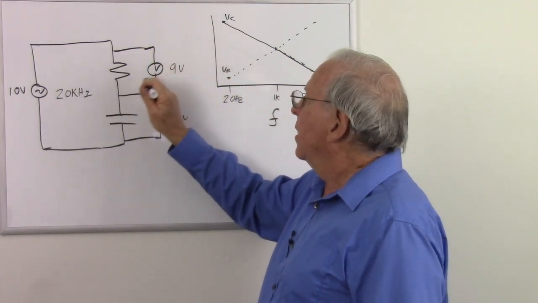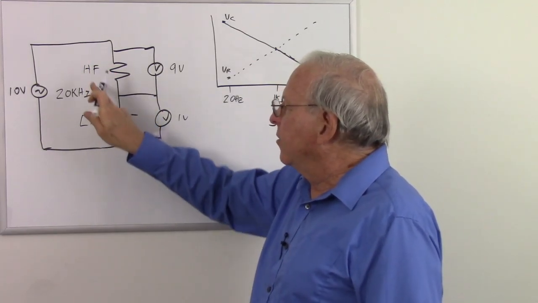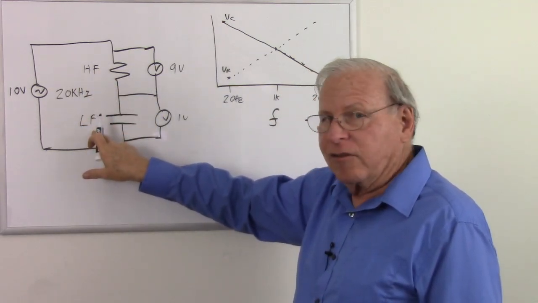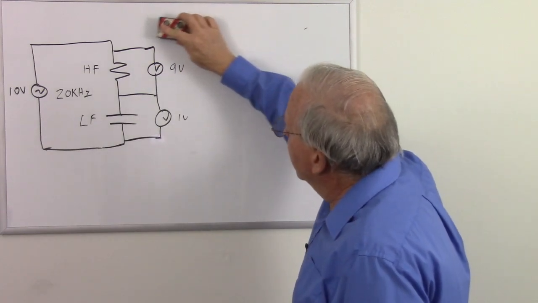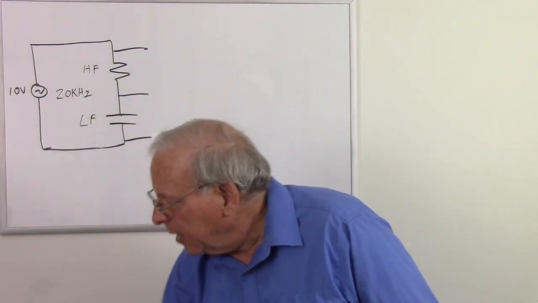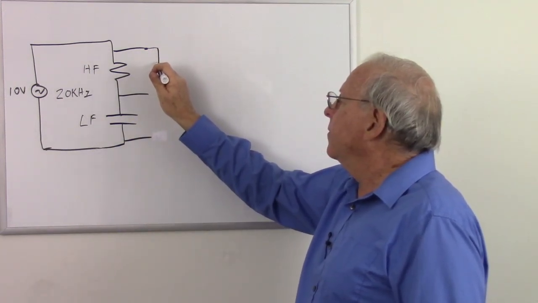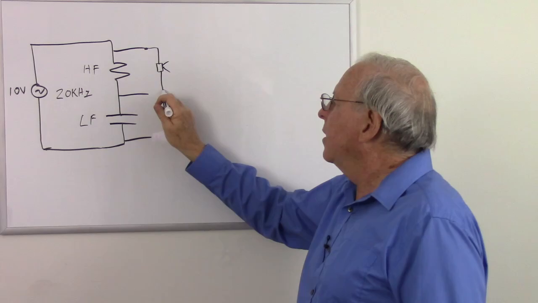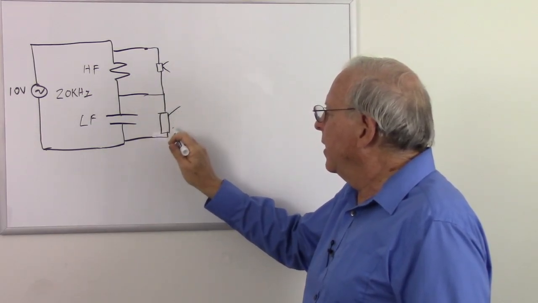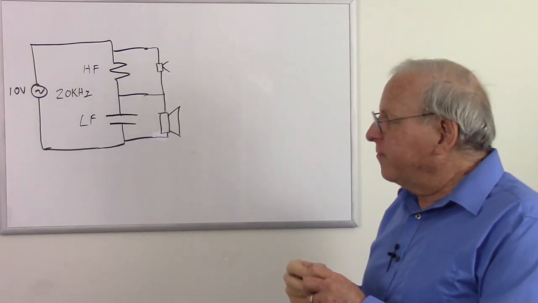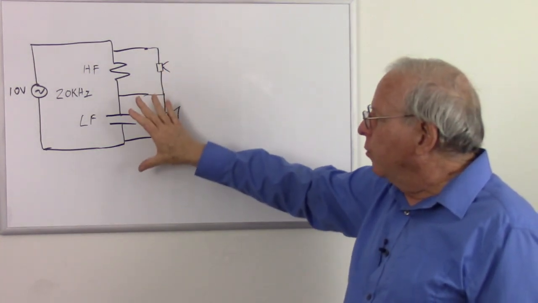So I just put HF there and LF here to remind us that this creates voltage at high frequencies, and that creates voltage at low frequencies. And let's just see what we can do with that. We can now, let's see, we want the high frequencies to the tweeter. So we can put the tweeter here and the woofer, much bigger speaker, down here. So we have just created a crossover to divert high frequencies to the tweeter and low frequencies to the woofer.